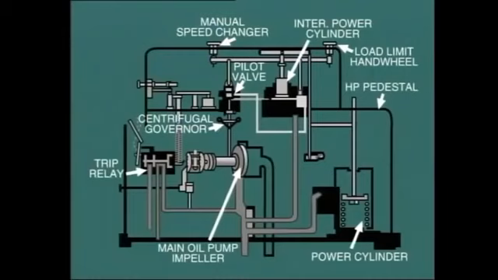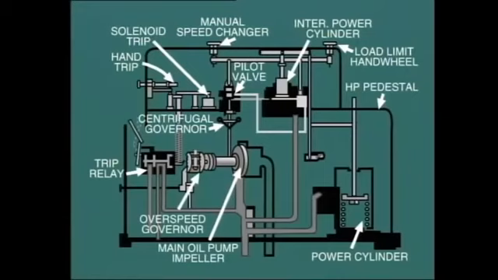We can also see several devices which actuate the trip valve, such as the hand trip, the solenoid trip, and the overspeed trip. Now, at this point, let's take a break, and then we'll come back and look at a typical turbine startup. For now, please switch off the tape and review this material in your workbook.